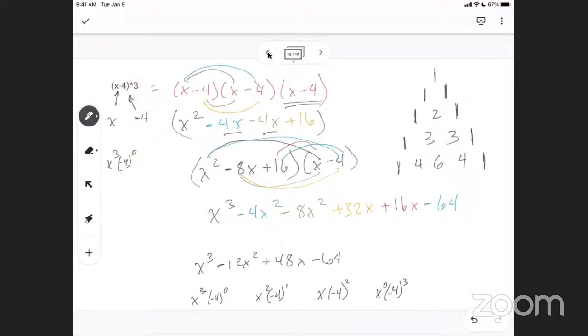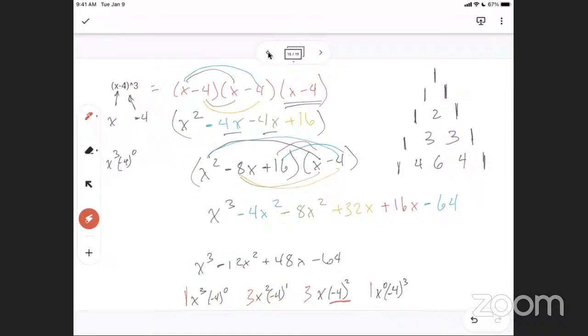Cubed. Okay. Now you take these numbers in the Pascal's triangle and you put them in front. 1, 3, 3, 1. That's literally all you do. 1, 3, 3, 1. And then you just simplify and do the math. So this right here simplifies. Anything to the 0 power is just 1, right? So that's just gone. So you get x cubed. This is -4 times 3, which is what? -12. -12 x squared.